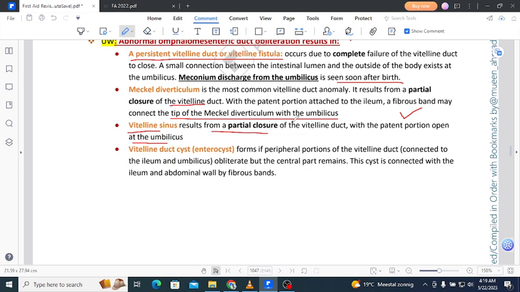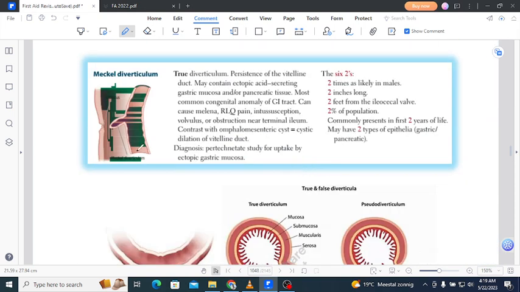Then here you can see a Vitelline duct cyst or enterocyst forms when the peripheral portions of the Vitelline duct connected to the ileum and umbilicus obliterate but the central part remains. The cyst is connected with the ileum and abdominal wall by fibrous bands. Now here you can see we have Meckel diverticulum, a true diverticulum.